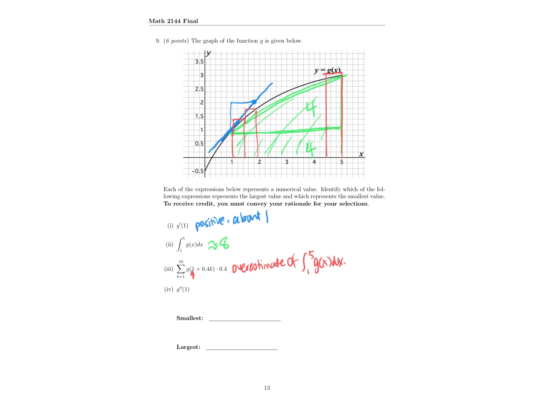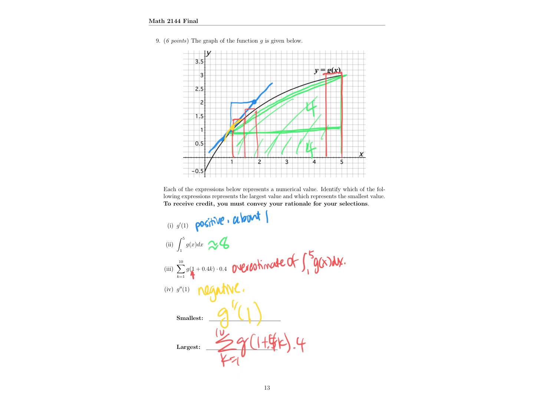Okay, and then g double prime at 1. At 1, I want to do g double prime, so I can see that it's concave down. So this is actually a negative number. And so which one of these is the biggest? Which one of these is the smallest? The only one that's negative is g double prime of 1, so that is going to be the smallest. And then the largest is going to be that Riemann sum. So that's going to be that overestimate.